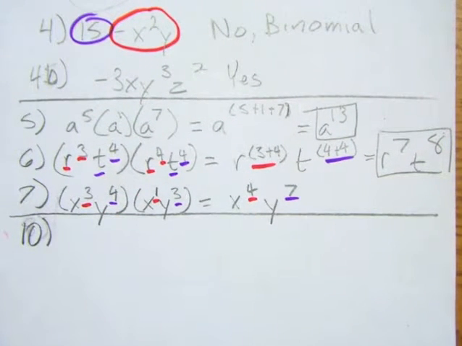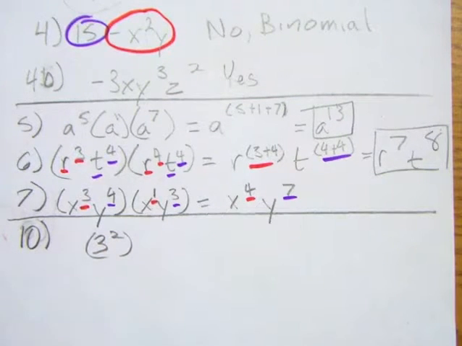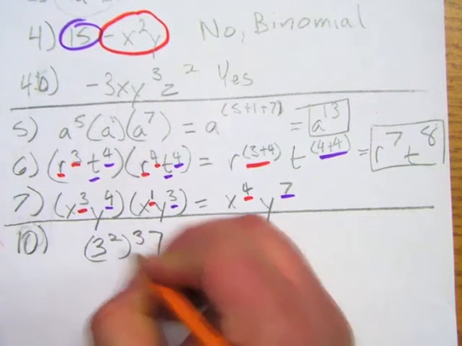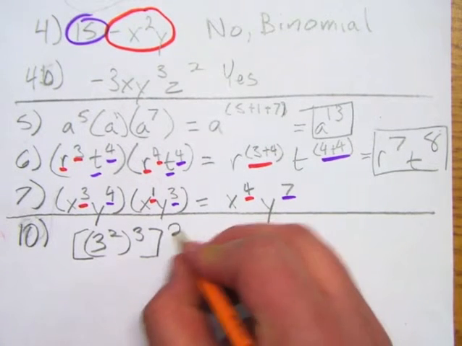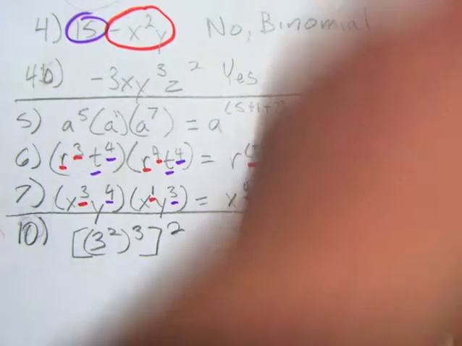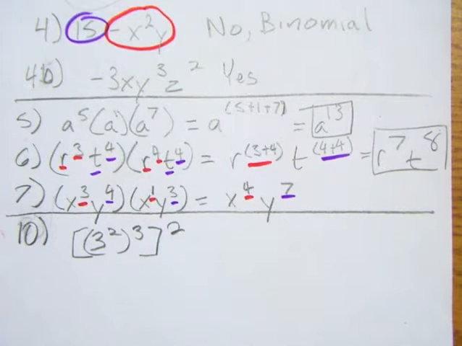Now, for problem number 10, I'm going to do something a little different. I've got 3 squared raised to the 3rd power raised to the 2nd power. Now, do I add those numbers up? No. Why do we multiply them? Because they're on different sides of parentheses.